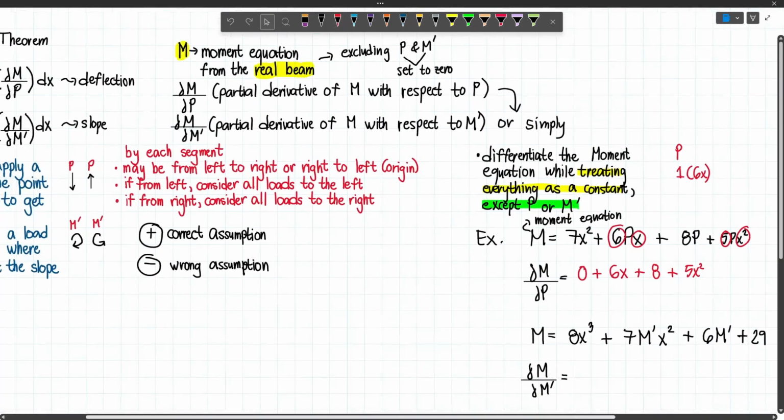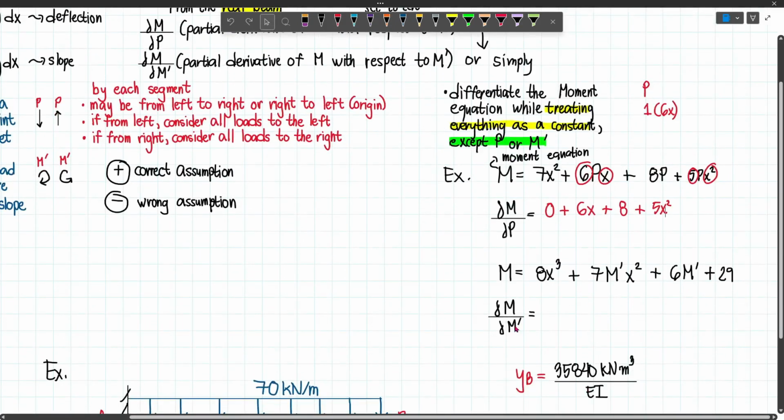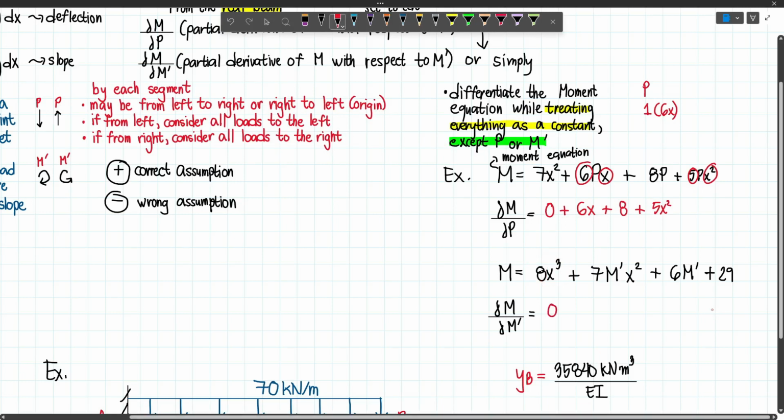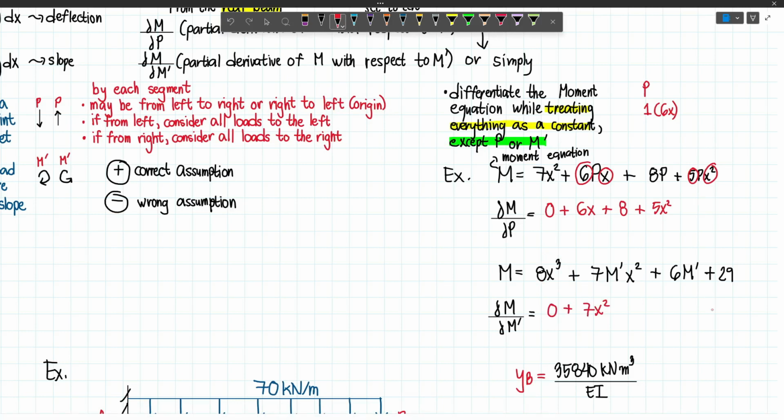And then, if we will differentiate M with respect to M prime for this function, we will have, again, we will treat this as a constant because this is X. So, ito magiging 0. And then, plus 7x squared because M prime is our variable. And then, plus 6M prime, differentiating that, we will have 6. And then, differentiating 29, which is just a constant value, we will have 0. So, ito na yung gagawin natin.